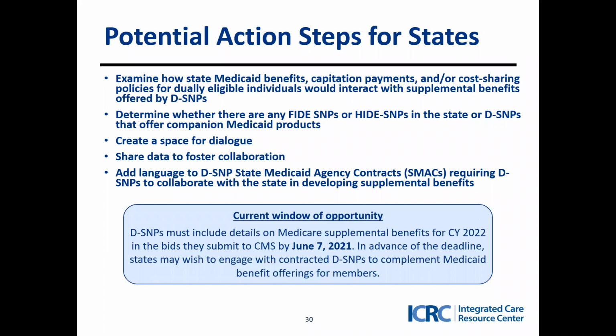So the great news here is that we are now in the window of opportunity for states and DSNPs to start engaging on supplemental benefits and to see how they may complement existing Medicaid benefit offerings, since DSNPs must include details on Medicare supplemental benefits for calendar year 2022 in their upcoming bids to CMS, which are due on June 7th. Next slide, please.